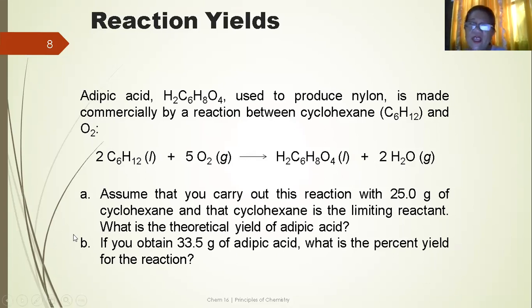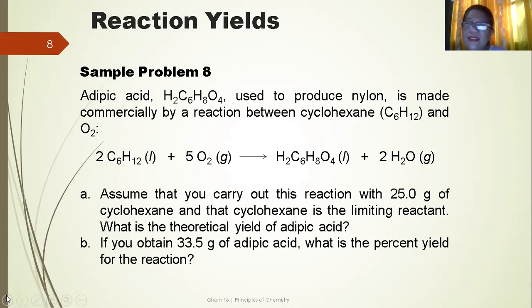So we have here the adipic acid. Let me see. Problem 8. Okay. We have the adipic acid with a formula of H2C6H8O4 used to produce nylon. Nylon is made commercially by reaction of cyclohexane. Cyclohexane is C6H12 and oxygen. So this is the reaction.